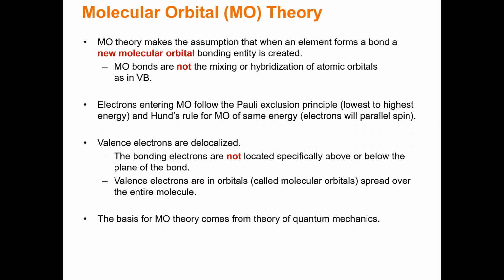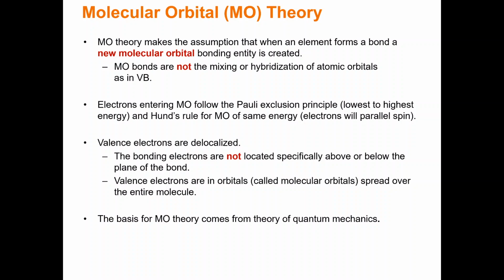Okay, so jumping to molecular orbital theory, and this is pretty much where we'll end up. Molecular orbital theory differs from valence bond theory in that it makes the assumption that when an element forms a bond, you actually create new molecular orbitals. So according to molecular orbital theory, it doesn't have anything to do with hybridizing. That doesn't come into play here. What happens is the orbitals come together and form a completely new set of orbitals.